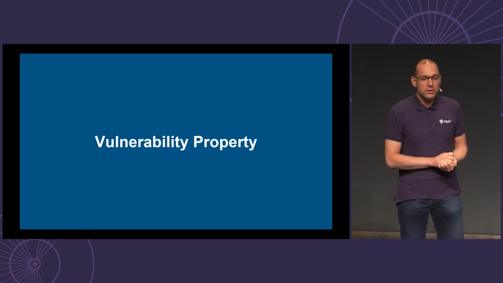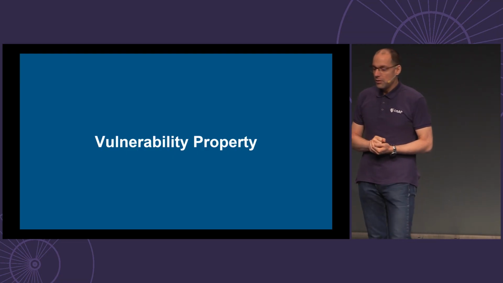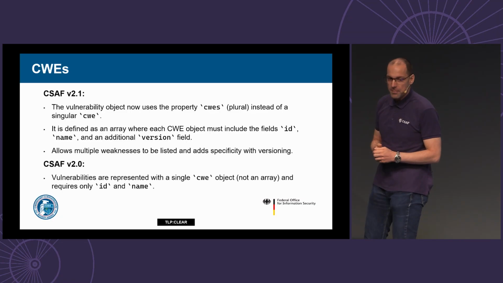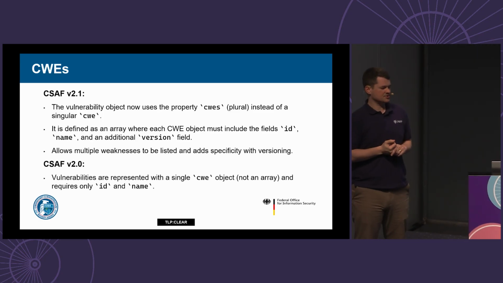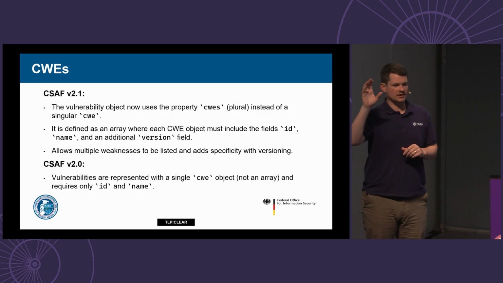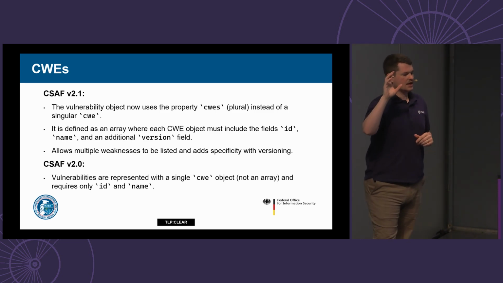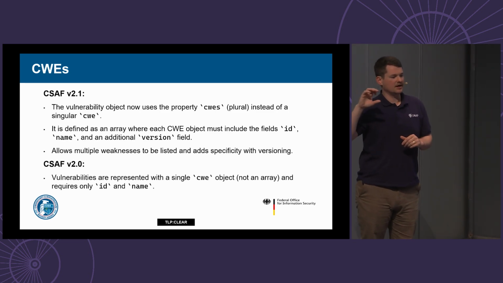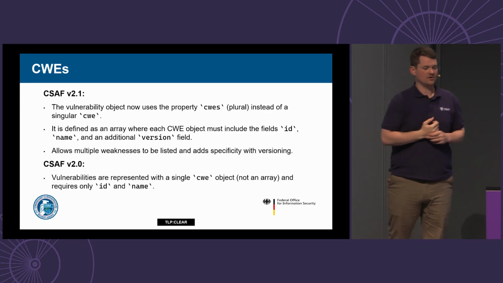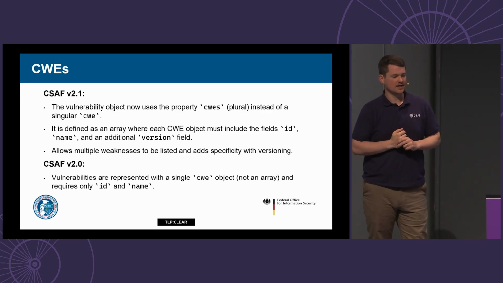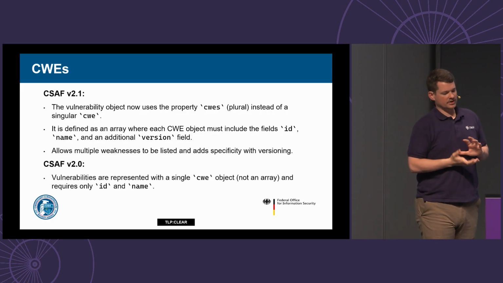Now, we should look a little bit into vulnerability properties. Yes, so if you're familiar with how the CSAF documents are structured, version 2.0, you have the document property, the product tree property, and the vulnerability property. We have added the schema property, which Thomas will get into shortly. But some important updates to the vulnerability property.